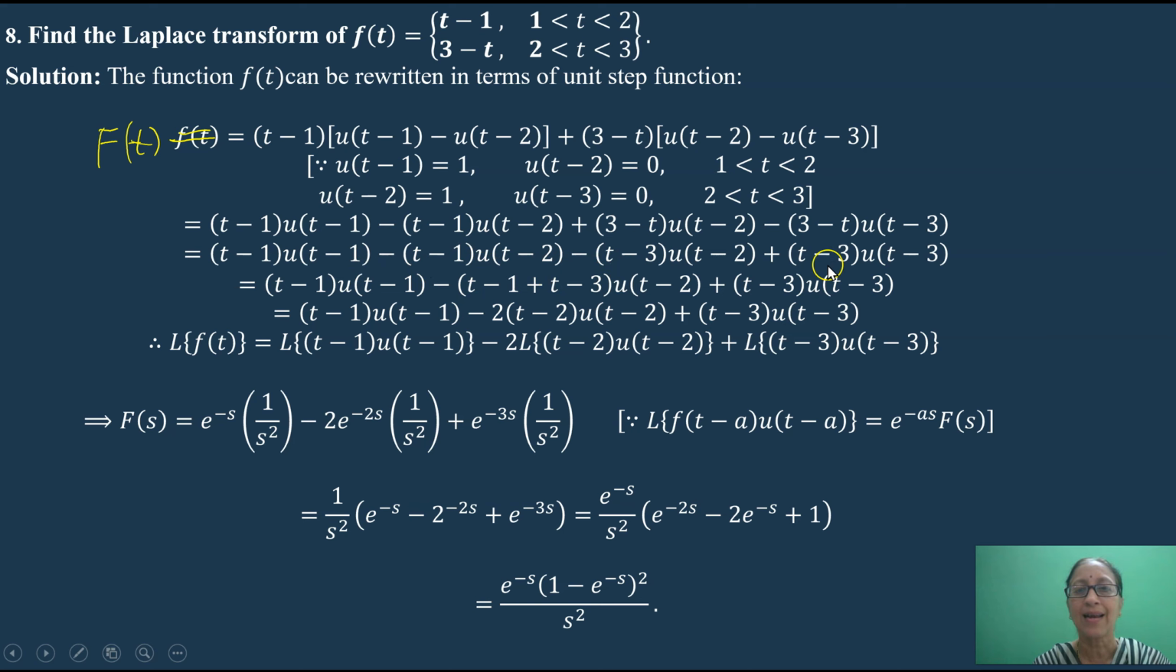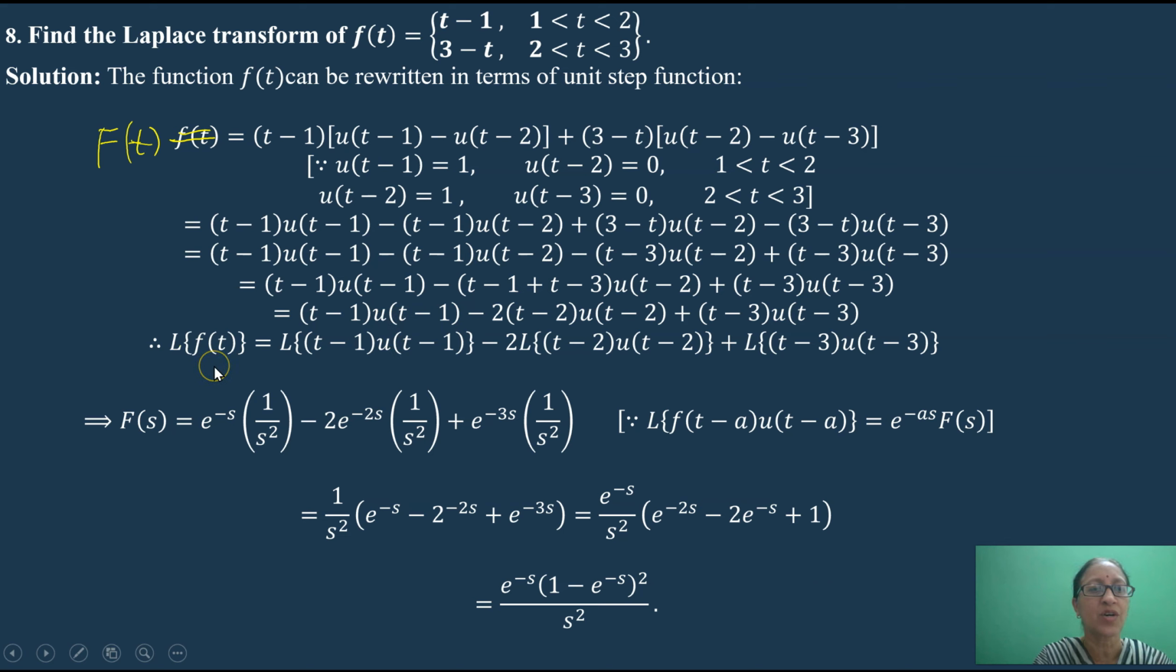Plus, the last term again as it is, no change. So here this is 2t minus 4, and 2t minus 4 can be written as 2 into (t minus 2). So the first term is as it is, the second and third terms together become 2 into (t minus 2) into u of t minus 2, and the last term as it is, (t minus 3) into u of t minus 3. Now, let us apply Laplace transform on both sides.